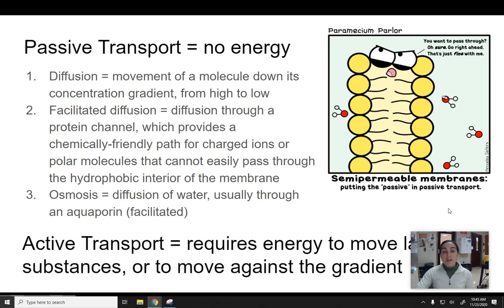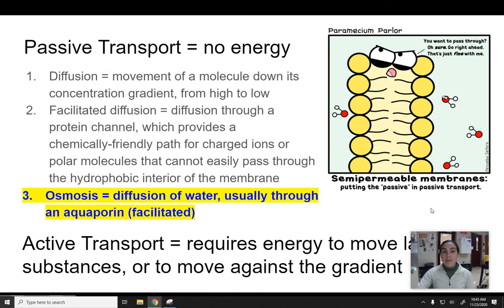There is, of course, also active transport that requires energy to move big substances or to move them against the gradient. We're going to come back to active transport at the beginning of second trimester. Today, we're going to focus in specifically on osmosis. And this will tie back into the potato lab that we did last week. And you're going to be revisiting that over the next few days as well to go a little bit deeper in your understanding of what happened in that lab.